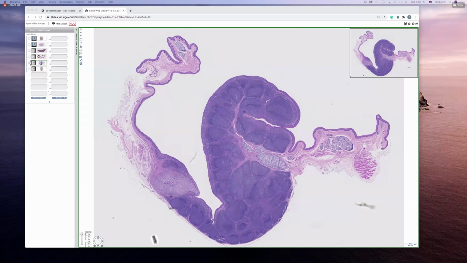Okay, immune thymus. Let me go. Respiratory. No. Immune mod.